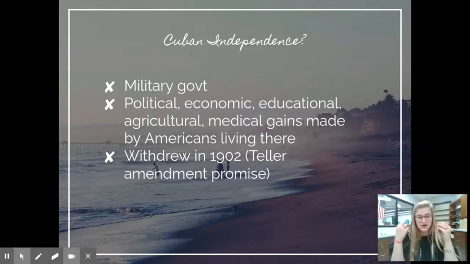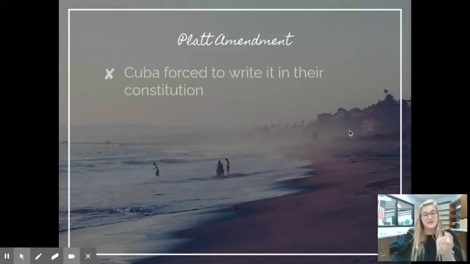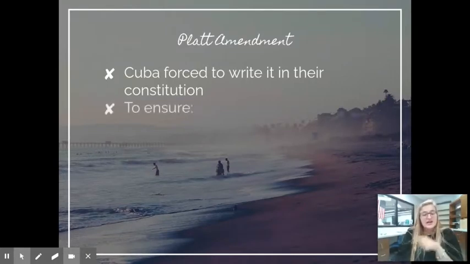The U.S. withdrew their military from Cuba in honor of the Teller Amendment. All right, cool. We said we would free you. Now we're freeing you. The military is leaving. But then there's a catch. Here's the catch. Okay? The Platt Amendment. When they're leaving, the American military forces Cuba to write the Platt Amendment into their constitution.